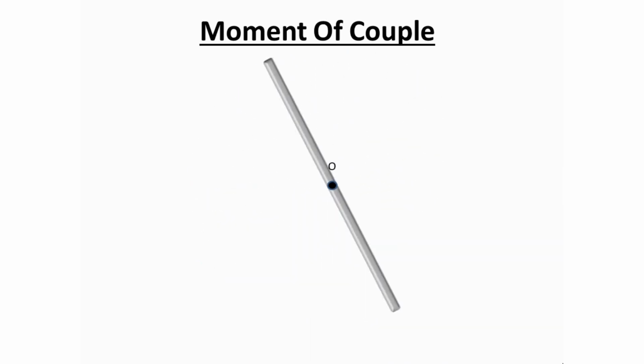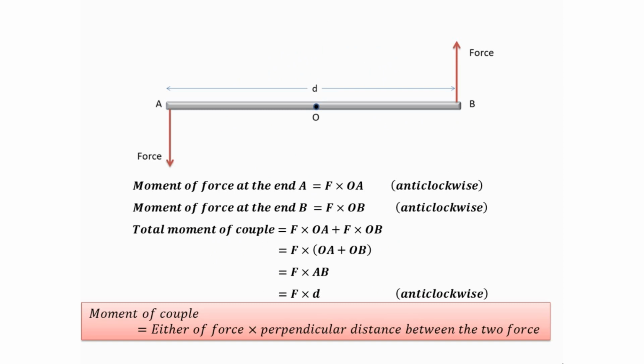Now, we know moment of force is equal to force applied multiplied by the perpendicular distance between the line of action and the pivoted point. So, moment of force at the end A is equal to F into OA, which will be in anti-clockwise direction. And moment of force at the end B is equal to F into OB, which will also be in anti-clockwise direction. So total moment of couple is equal to F into OA plus F into OB.